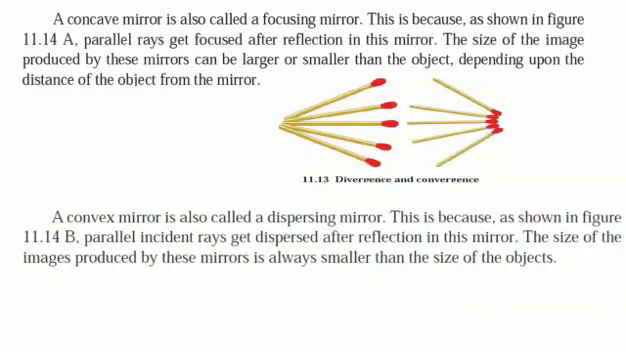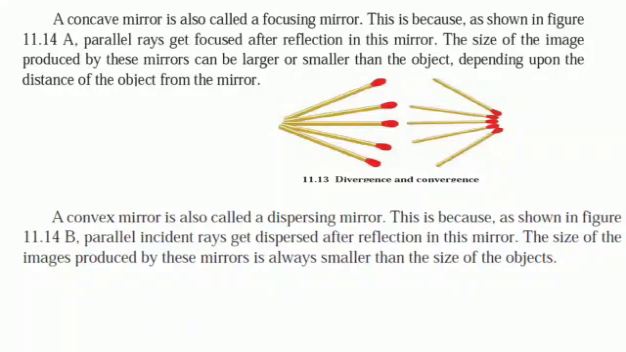Next topic is concave mirror and convex mirror. Concave mirror is also called a focusing mirror. This is because, as shown in figure 11.14, that will come in the next slide, a parallel ray gets focused after reflection in this mirror. The size of the image produced by this mirror can be larger or smaller than the object, depending upon the distance of the object from the mirror. So concave mirror can give both types of images. The size of the image can be smaller or greater, depending upon what?